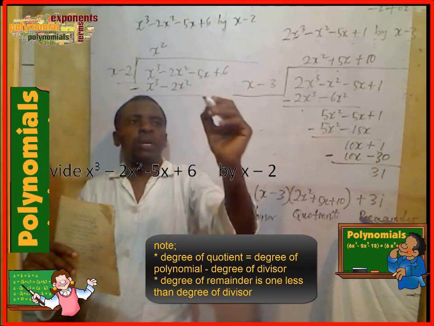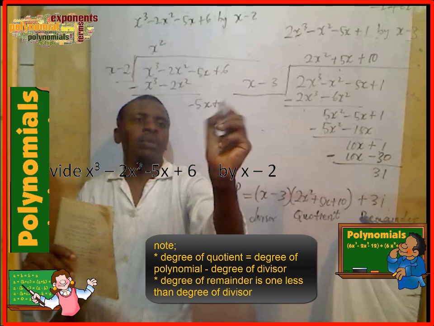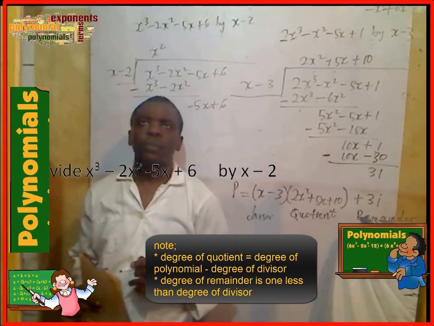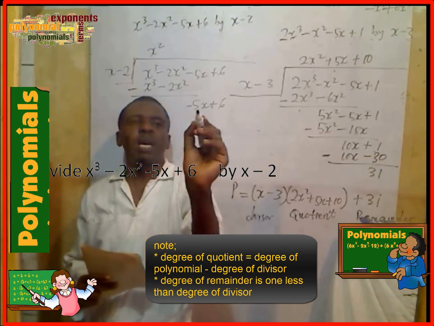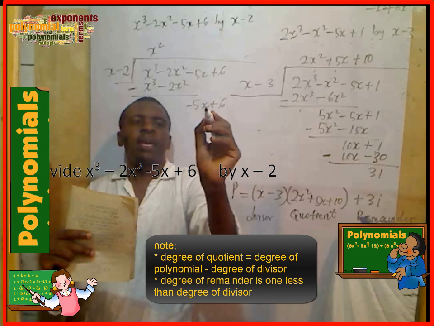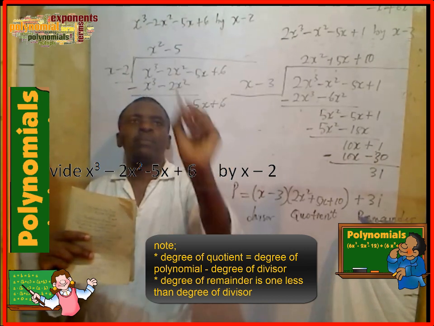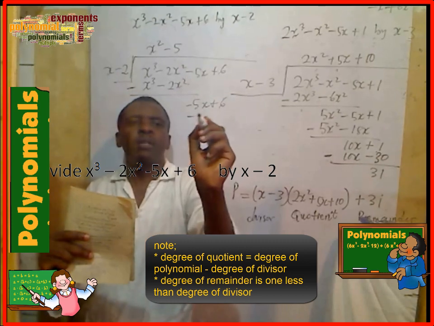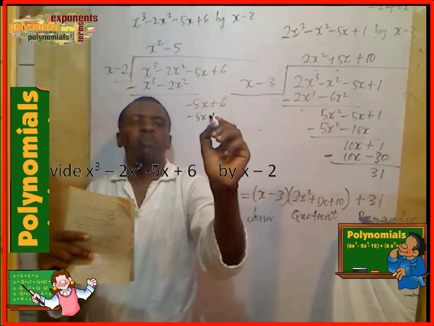So I bring down these other terms. So this will be minus 5x plus 6. Now, what do I multiply x to get minus 5x? To get minus 5x, that will be minus 5. Minus 5 times x gives me minus 5x. Minus 5 times minus 2 gives me plus 10.